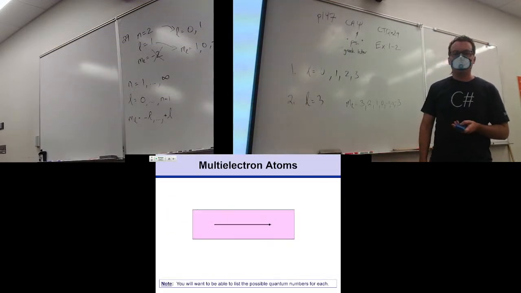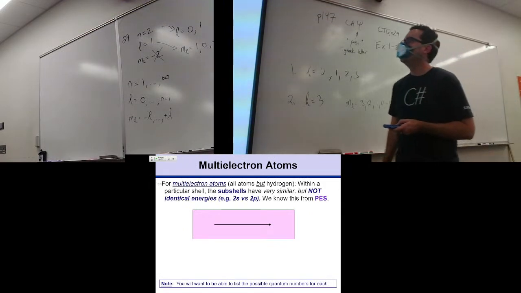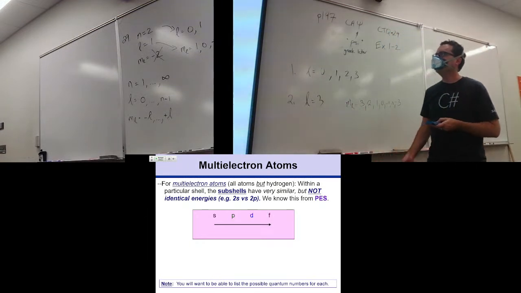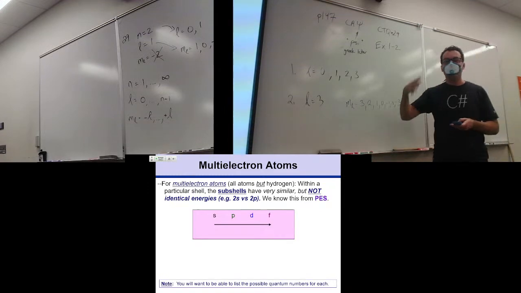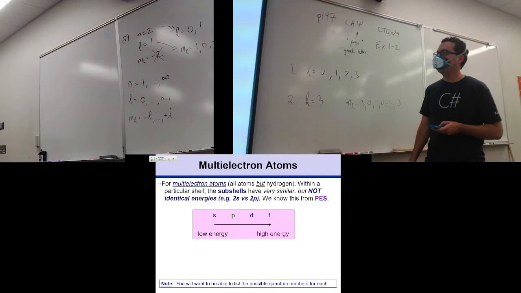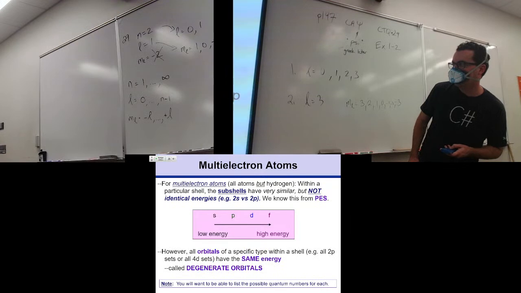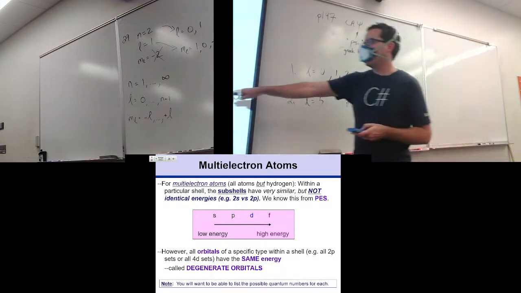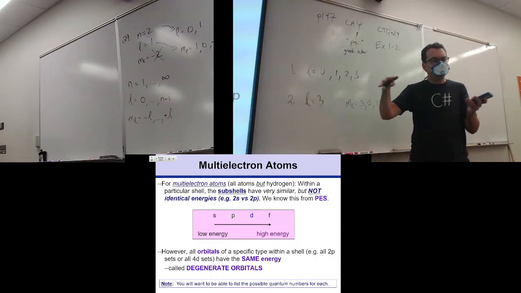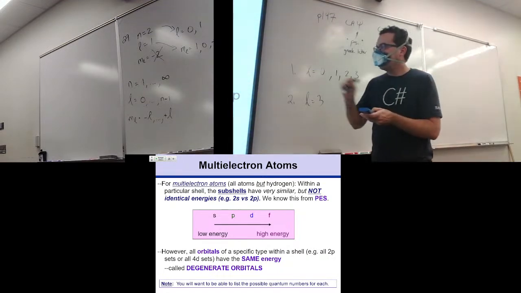Let's look at multi-electron atoms. What does the energy level diagram look like for a multi-electron atom? We've seen this already. There are subshells involved. The energies of the subshells are different. This actually happens with multi-electron atoms, not hydrogen. Orbitals of a specific type have the same energy, so all 2p orbitals, even though there are 3 of them, have the same energy with each other. Right? They're still degenerate.